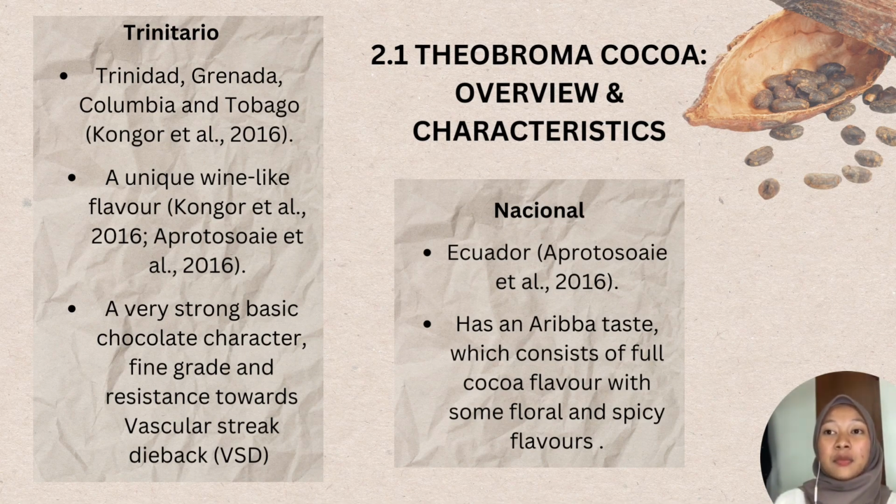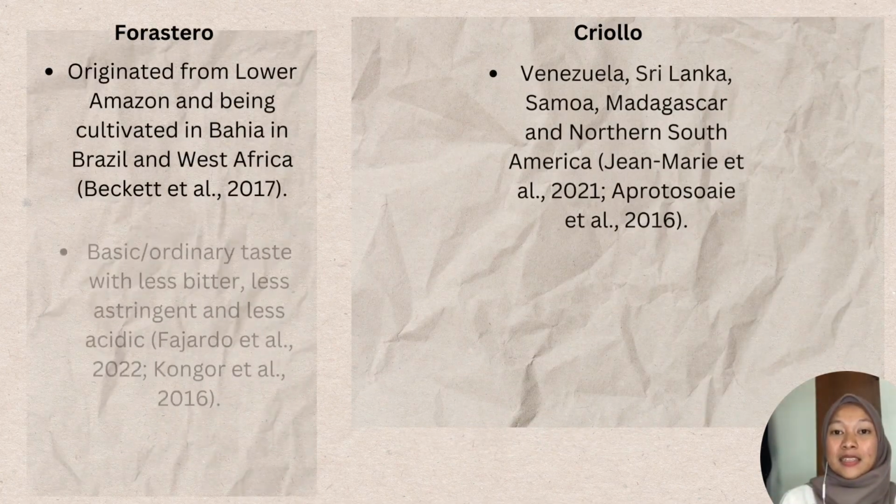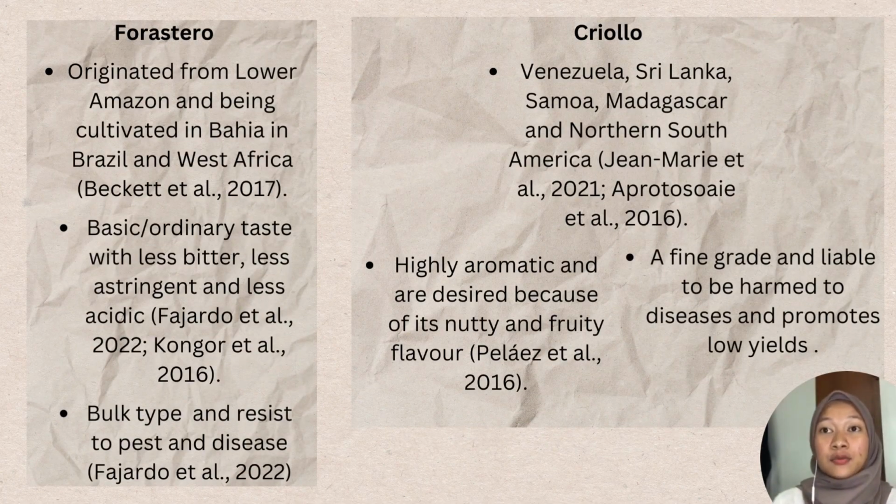And it has an Arriba taste, which consists of full cocoa flavor with some floral and also spicy flavors. The next variety is called Forastero, which originated from Lower Amazon and is cultivated in Bahia in Brazil and also West Africa. And it has a basic, ordinary taste with less bitter, less astringent, and also less acidic. And it is characterized as a bulk type and resists pests and diseases.